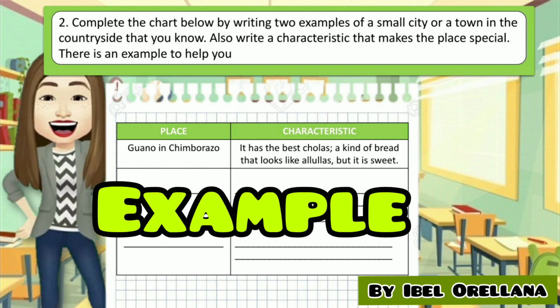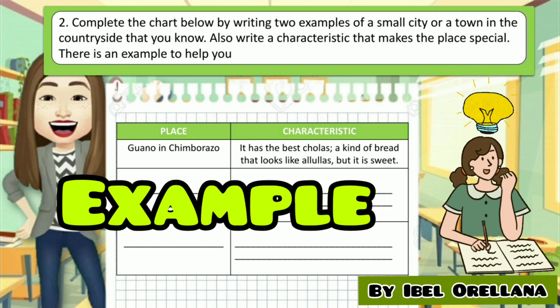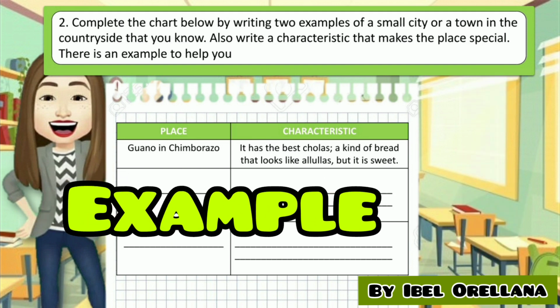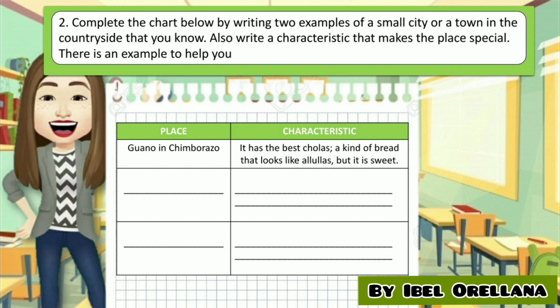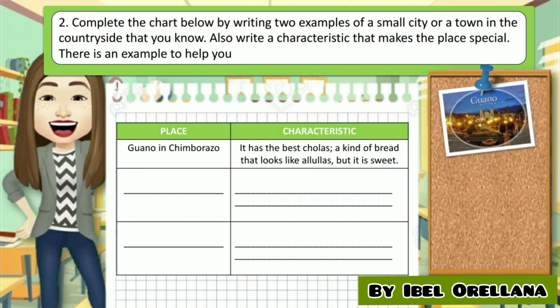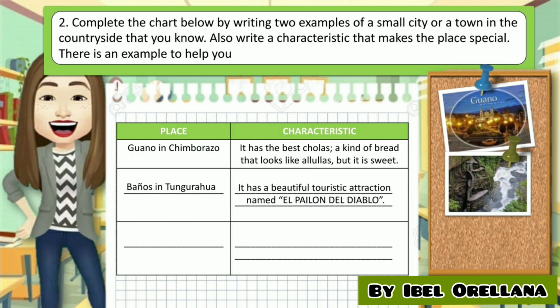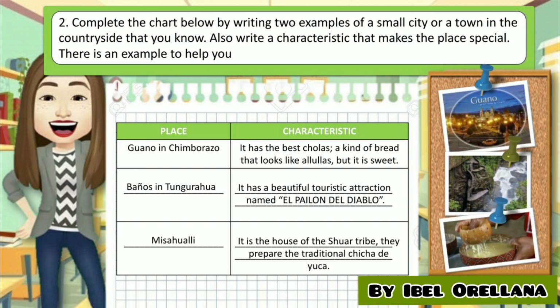Let me show you an example, but remember that you have to write it according to your own ideas. Place: Guano in Chimborazo. Characteristic: it has the best cholas, a kind of bread that looks like a yuya, but it is sweet. Place: Baños in Tungurahua. Characteristic: it has a beautiful touristic attraction named El Pailón del Diablo. Place: Misahuayi. Characteristic: it is the house of the Shuar tribe. They prepare the traditional chicha de yuca.